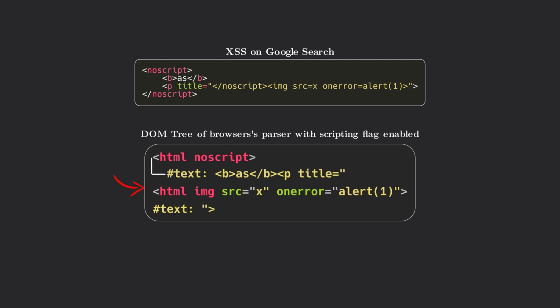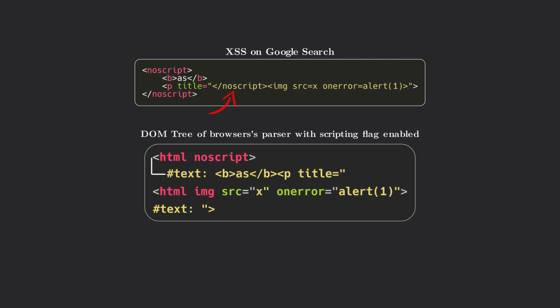If you notice carefully, the browser parser treats everything inside the NoScript tag as raw text, not as HTML elements, because scripting is enabled, and this whole content is treated as raw text until it finds this closing NoScript tag. The trick here is that the closing NoScript tag inside the title attribute acts as a closing tag now.